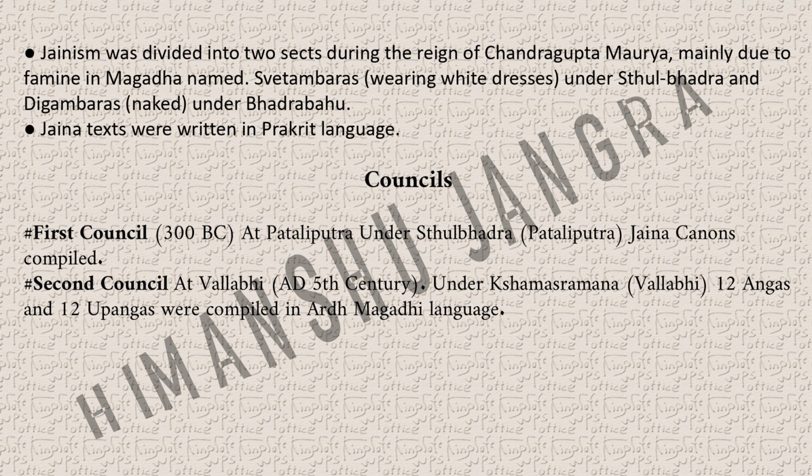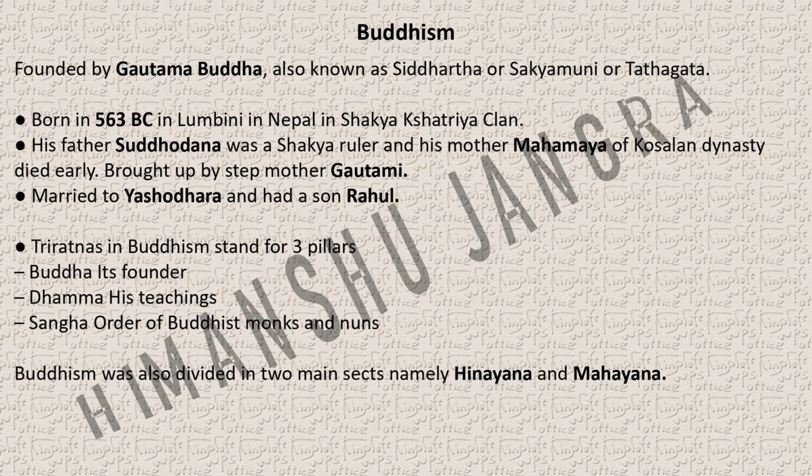Councils. First Council, 300 BC, at Pataliputra under Sthulabhadra, Jaina canons compiled. Second Council at Vallabhi, AD 5th century, under Kshamashramana. At Vallabhi, 12 Angas and 12 Upangas were compiled in the Ardhamagadhi language.